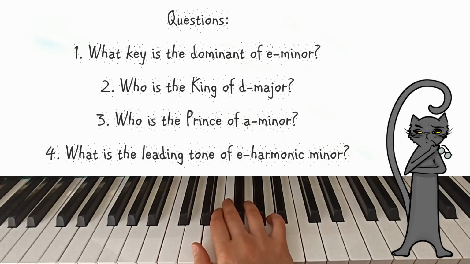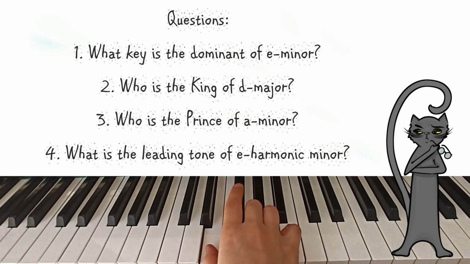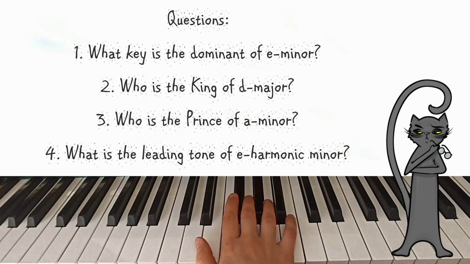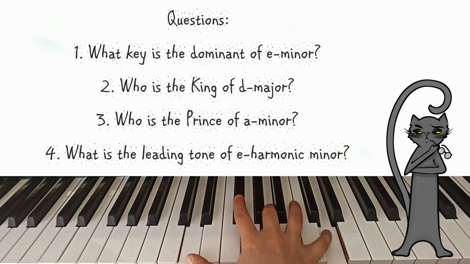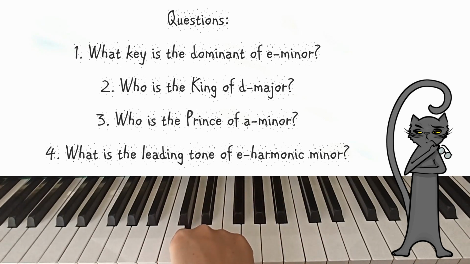And then again, you can ask questions as in, okay, what key is the dominant of E minor? The dominant is the fifth degree of E minor. 1, 2, 3, 4, 5. So B is the dominant of E minor. Or who is the king of D major scale? King is the tonic, the most important degree, the most important person in the scale, so it's going to be D.